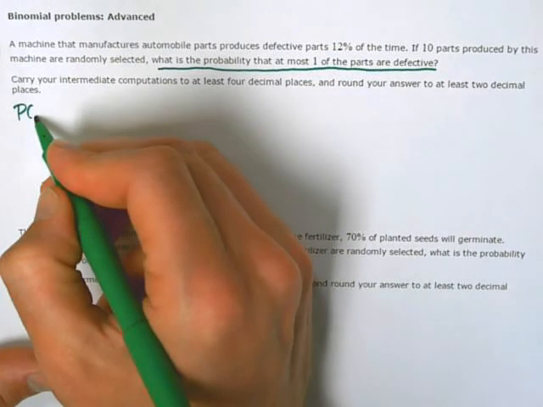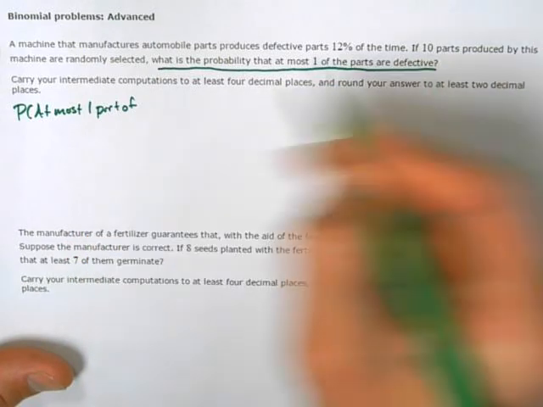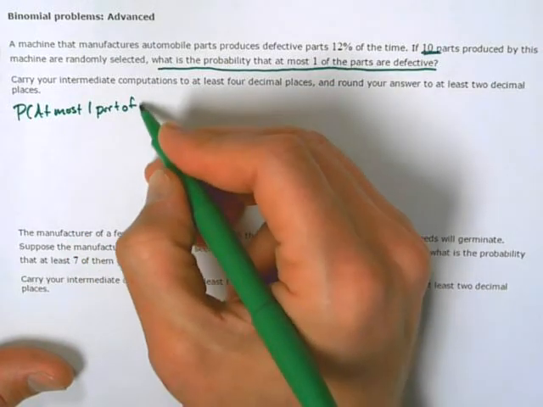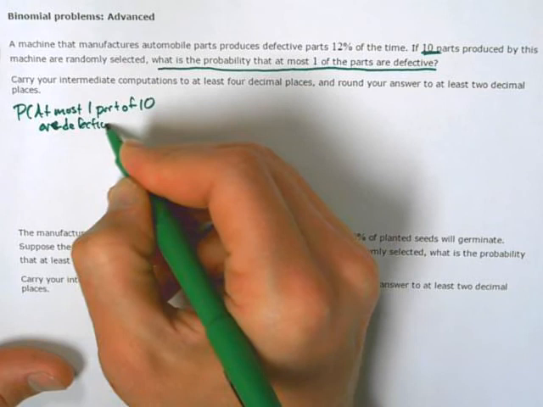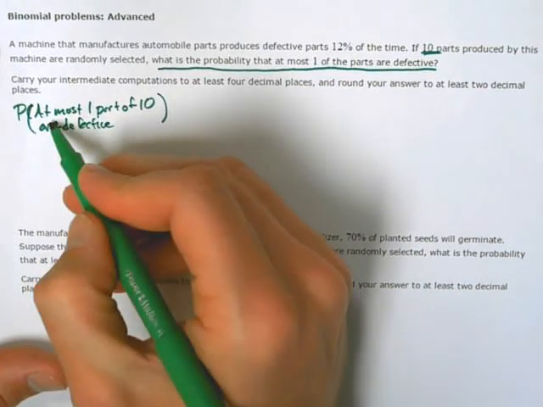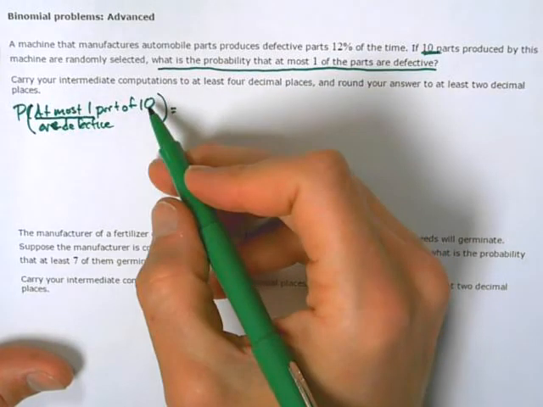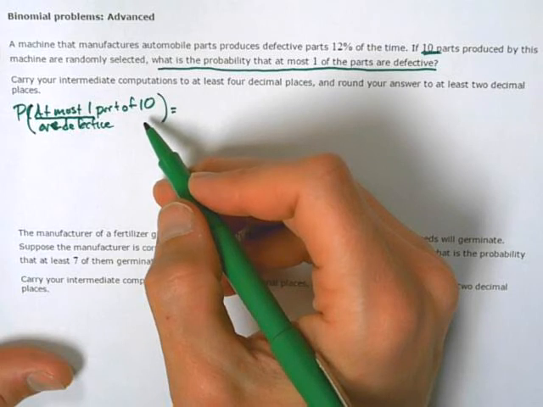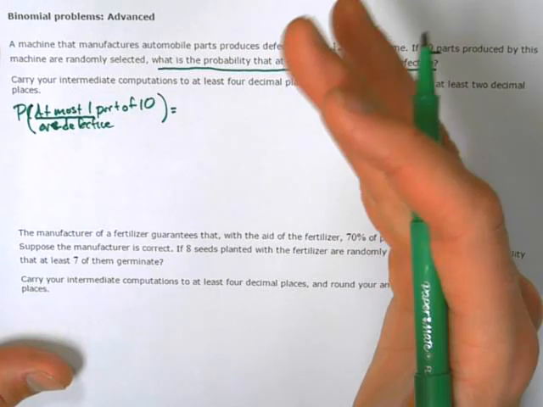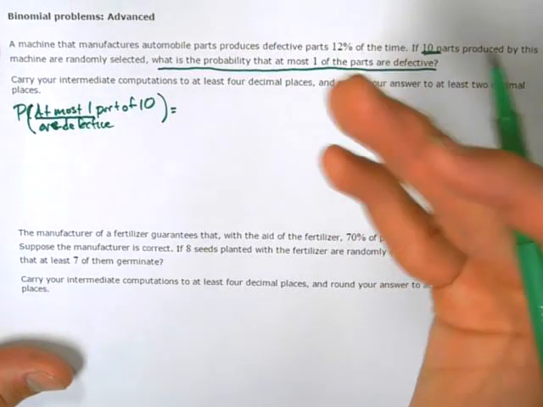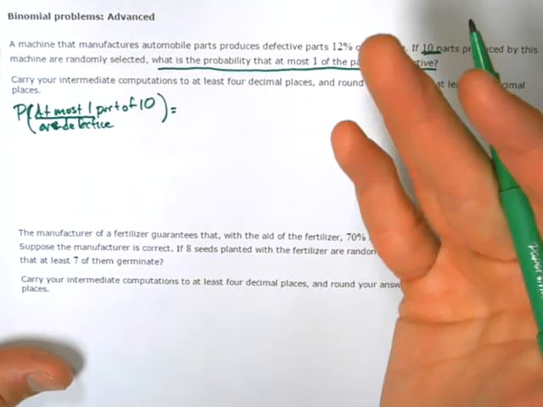So we want to find the probability that at most one part of 10, we're choosing 10, are defective. Now, it's really important that you wrap your head around what at most 1 of 10 means. If at most one of the 10 parts could be defective, that means 1 is the biggest number of parts that can be defective. I don't want to have 2 or 3 or 4 or 5 or more defective parts. At most only 1 could be defective, or none. So you have to consider that.